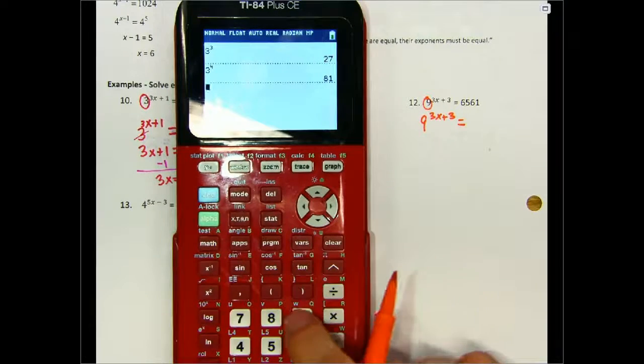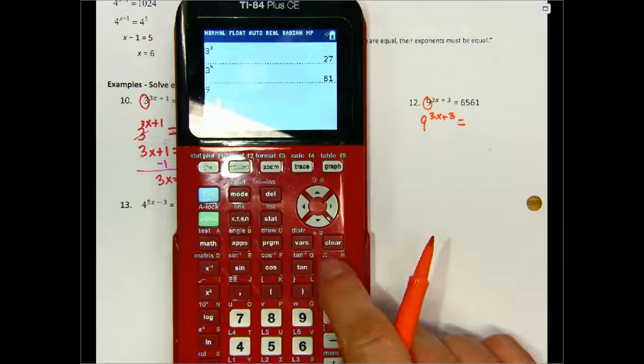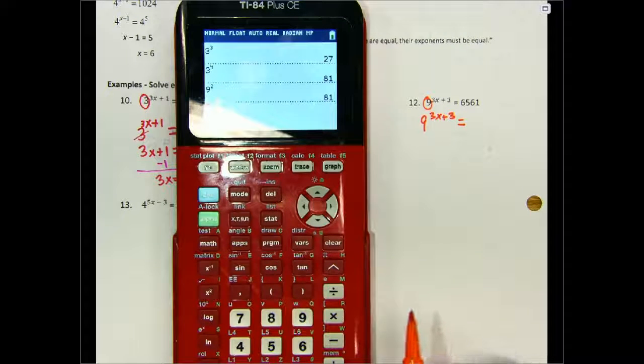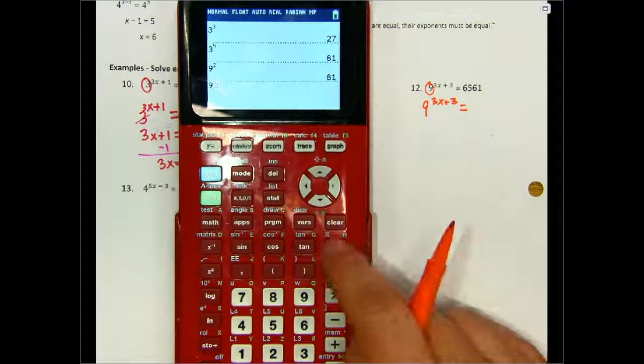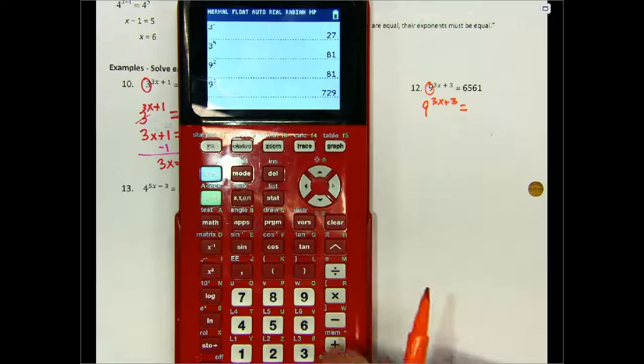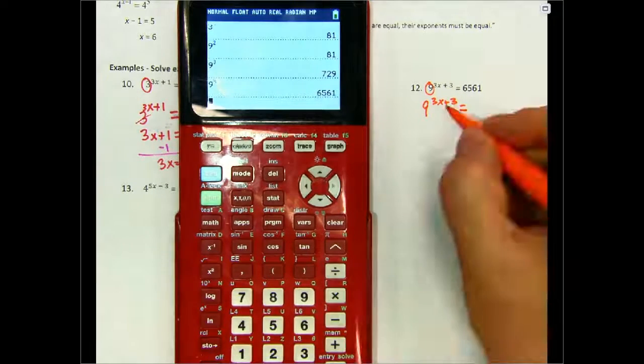So right here, I've got 9. I'm going to square it. Well, we know it's not going to be squared. That's too small. Let's see. I'm going to do 9 to the 3rd power. Still too small. 9 to the 4th power. That's it. There we go. It's 9 to the 4th power.